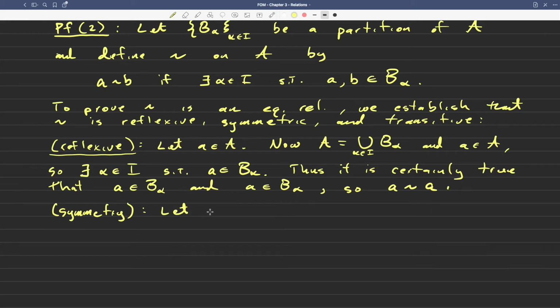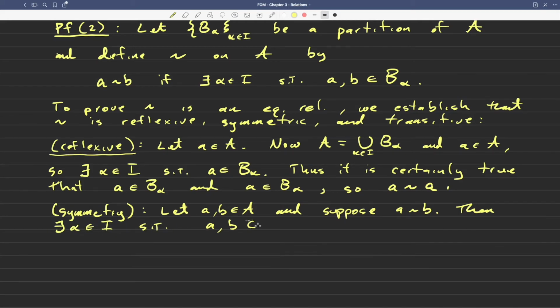And then for symmetry, I think symmetry is fairly trivial. For symmetry, we'd have to let A and B be arbitrary elements of A, and suppose A is equivalent to B, then we know what that means. There exists some alpha in the indexing set such that A and B are both in this B alpha. So it's certainly true then B and A in that order are in B alpha. So B is equivalent to A.